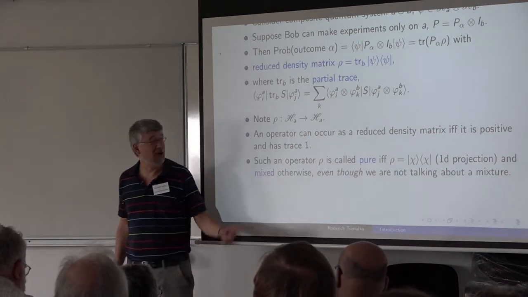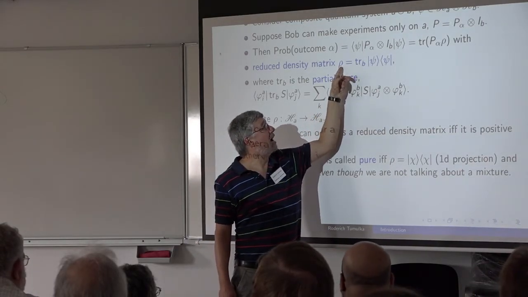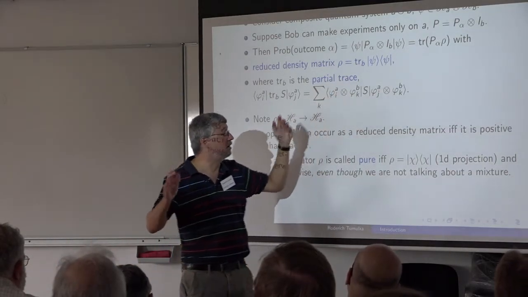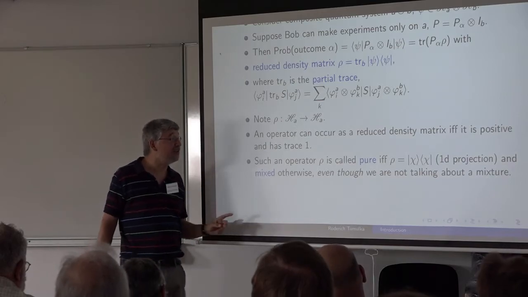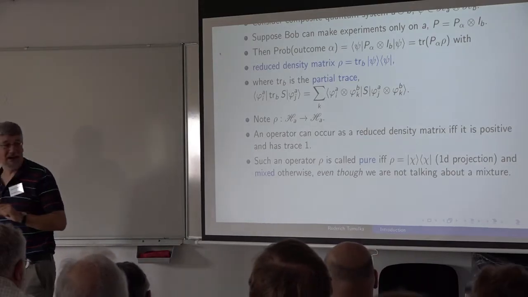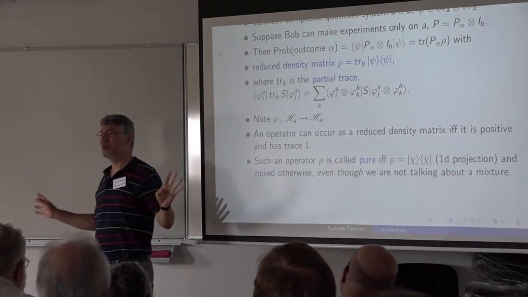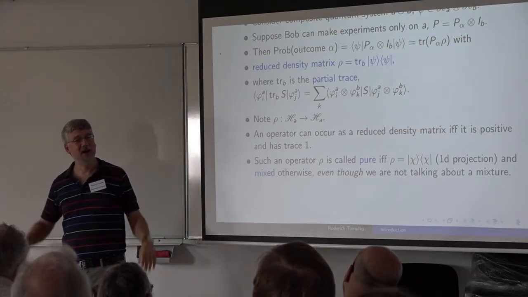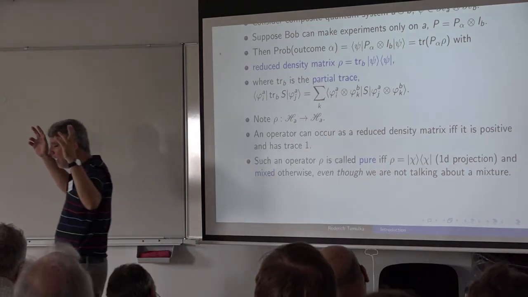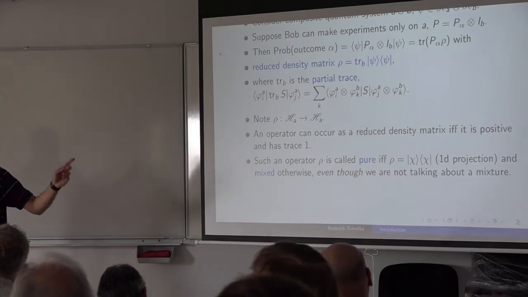The statement here is, if you have such an operator, you can find a psi which gives you back the operator you want after taking the partial trace, at least if B has sufficiently high dimensions. Again, such an operator is called pure if it's a one-dimensional projection and mixed otherwise, despite the fact that in this situation we're actually not talking about any mixture. Nothing is mixed here. There's nothing random. We just have this wave function psi for the whole system, for the big one, A and B together. And now we're talking about rules for computing the probabilities for the A system alone.